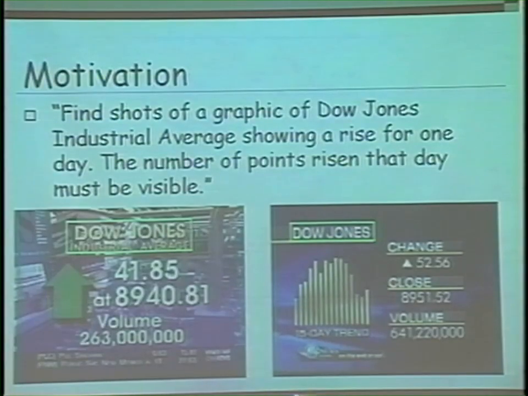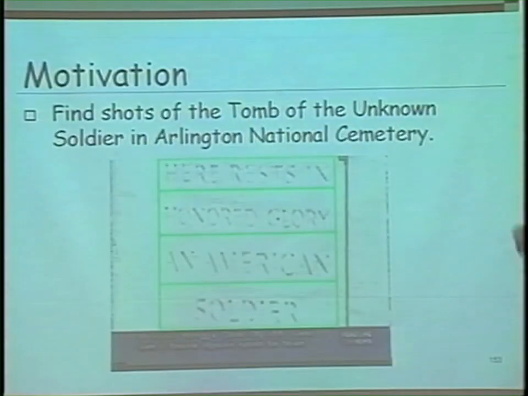So here's another Trek query where you're asked to find shots containing information about the Dow Jones Industrial Average. And it actually asks explicitly for text overlays. And so if you could read those, you'd be ahead of the game as well. And here's one final one. You're asked to find shots of the Tomb of the Unknown Soldier. And if you could read that inscription, you would know that it's the Tomb of the Unknown Soldier.